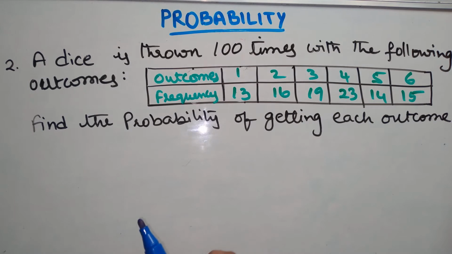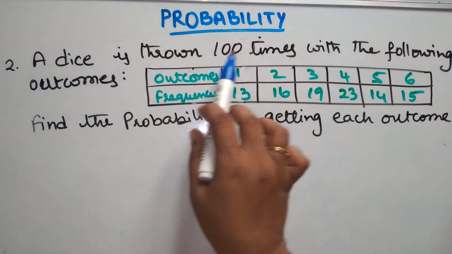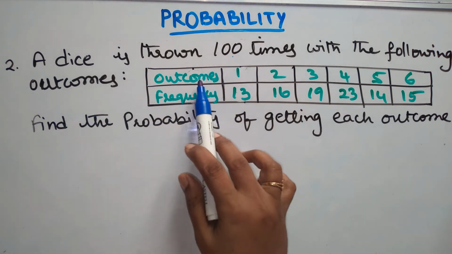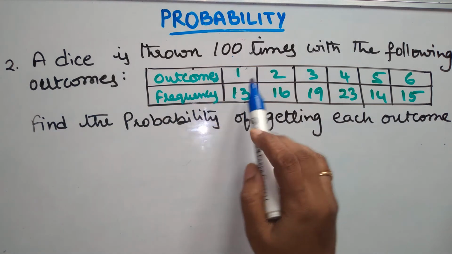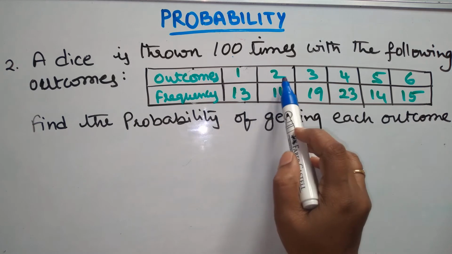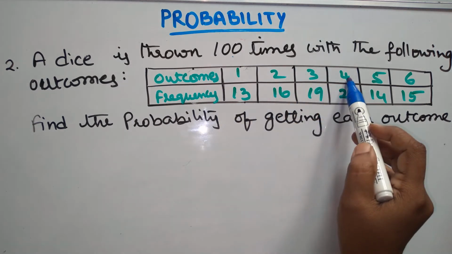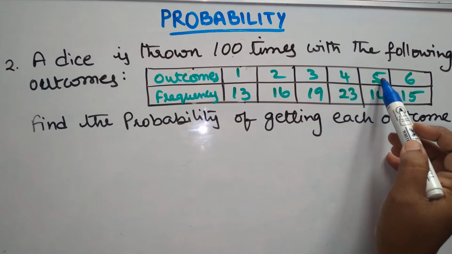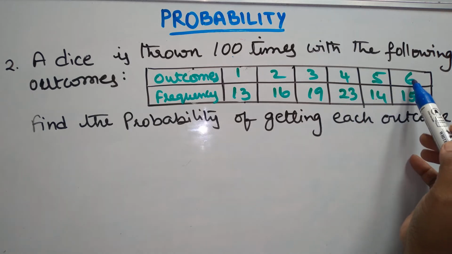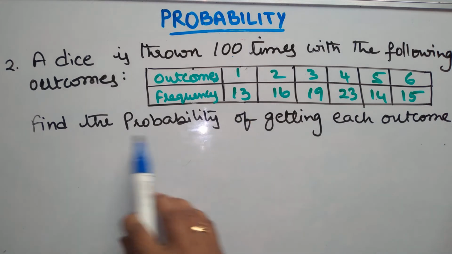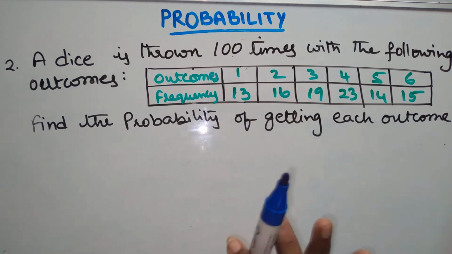So the second problem is a dice is thrown 100 times with the following outcomes. Outcomes and frequencies are given. 1 occurred 13 times, 2 occurred 16 times, 3 occurred 19 times, 4 occurred 23 times, 5 occurred 14 times and 6 occurred 15 times. Right? So we have to find the probabilities of each outcome.